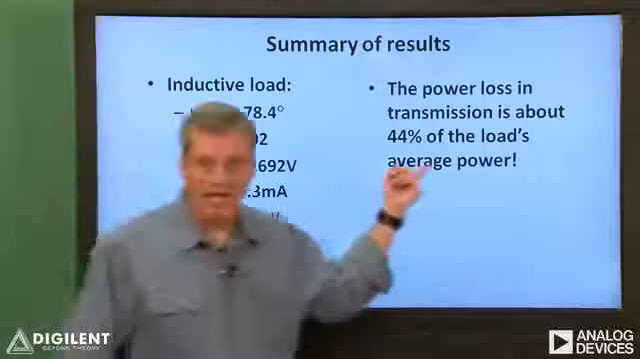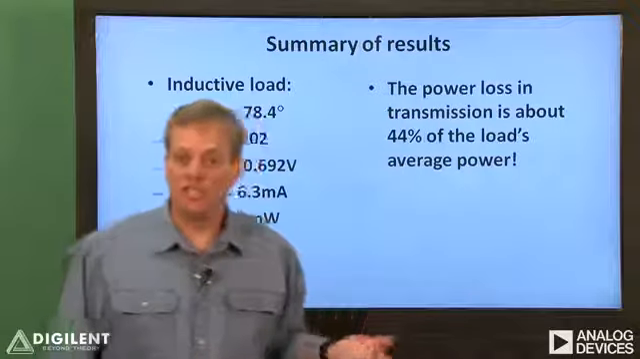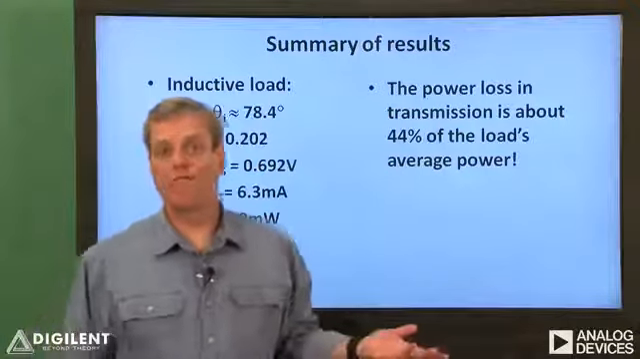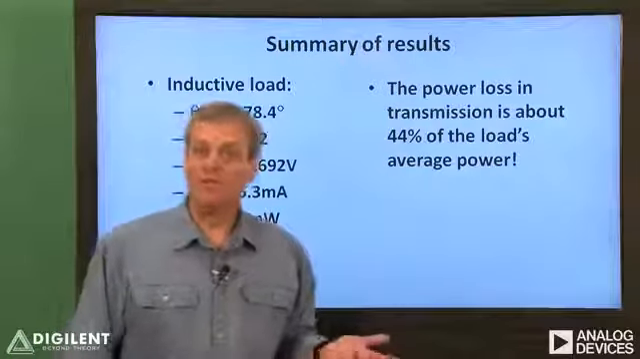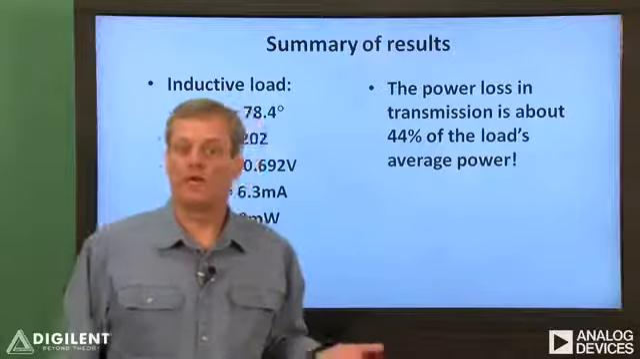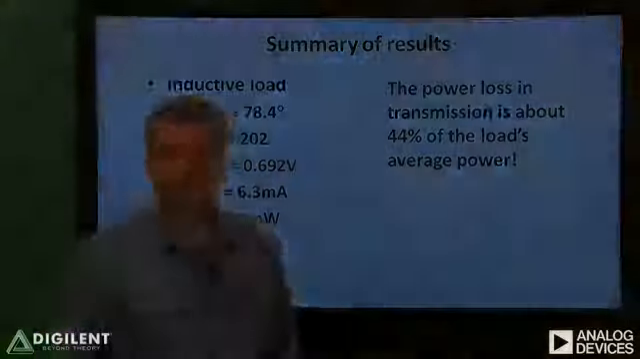Ultimately, for this case, it turns out that the power dissipated just in transmitting power to the load is about 44% of the power that the load uses. This is awful. So let's take a look at one way to make our power transmission more efficient.